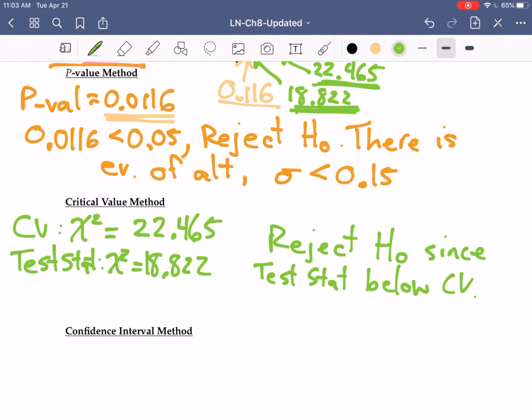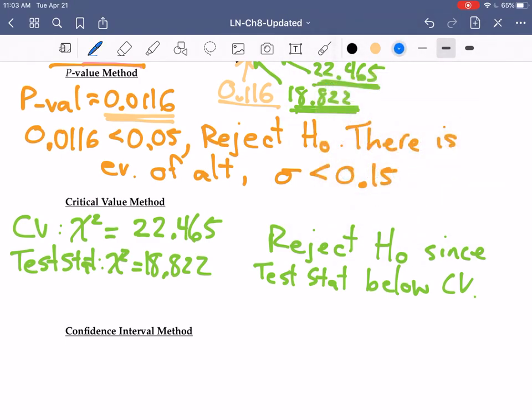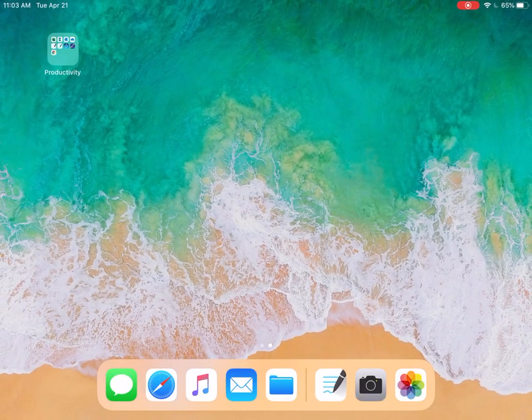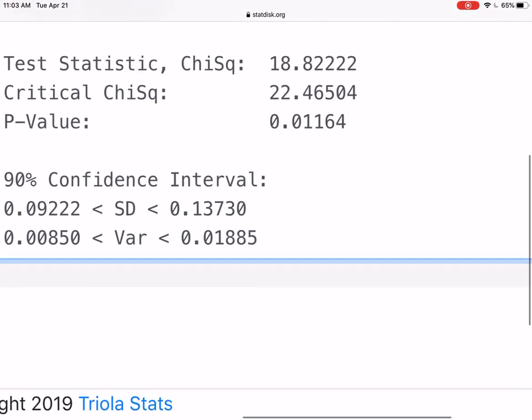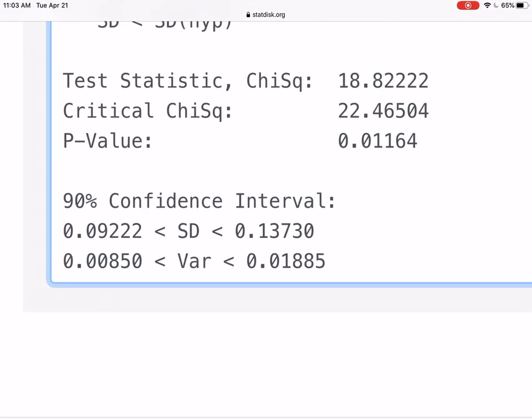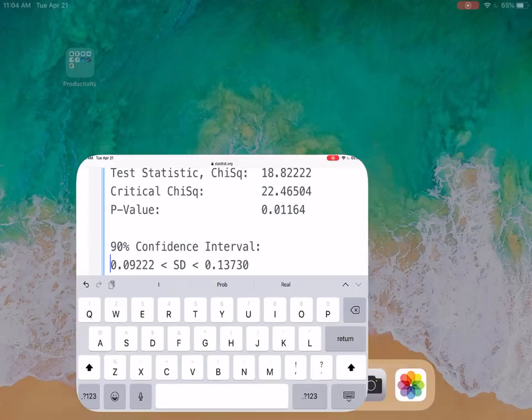And then the final thing that we're going to do is a confidence interval method. So back over there at StatDisk, we have our confidence interval. We're doing stuff with standard deviation. So here is our confidence interval for standard deviation, 0.092 to 0.137.